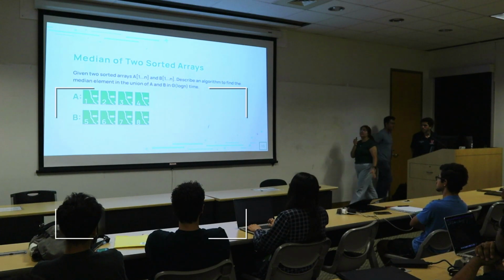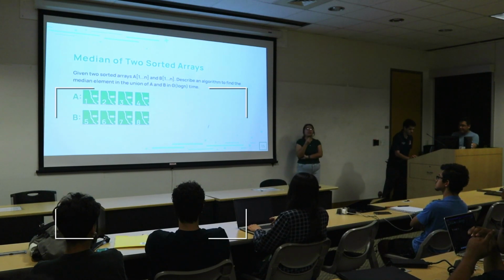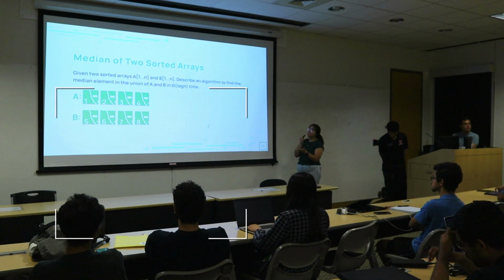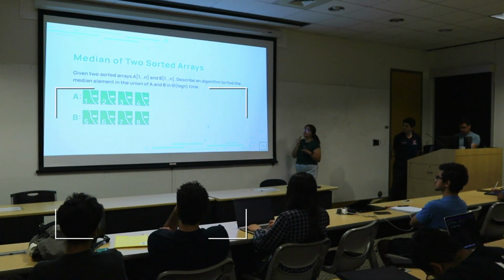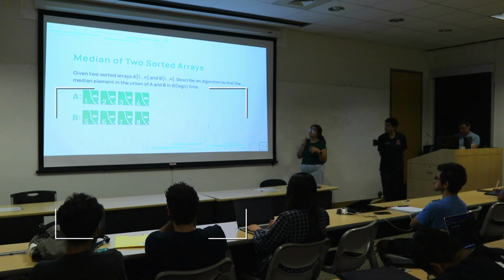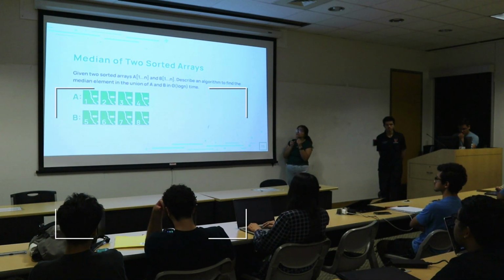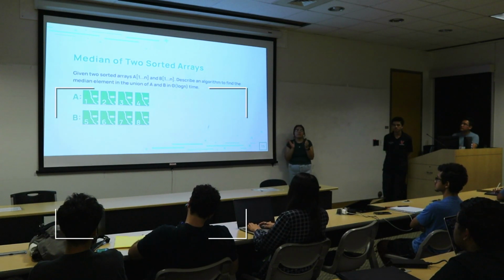Hello. I hope y'all aren't tired because this is our halfway point. So now I'm going to go over divide and conquer. Here we have an example problem: find the median of two sorted arrays. Given two sorted arrays A and B of different lengths or the same length, describe an algorithm to find the median element in the union of A and B in O of log n time.